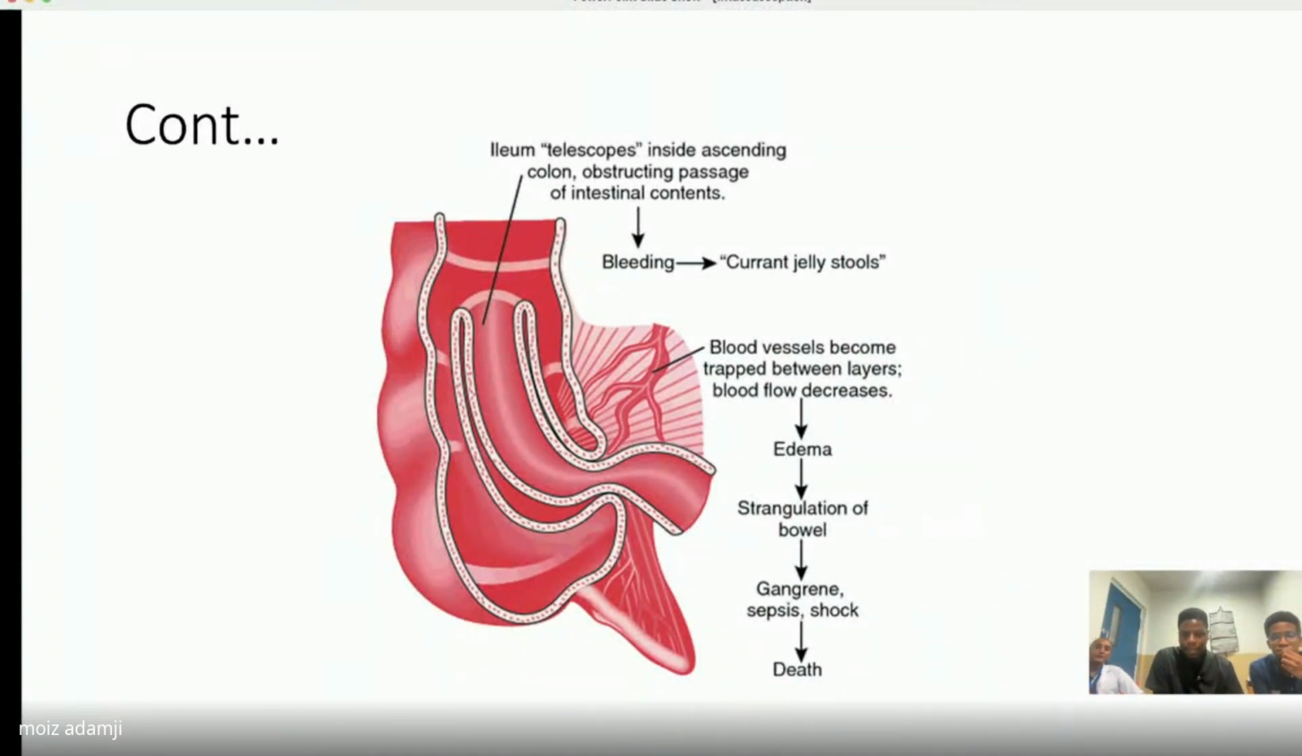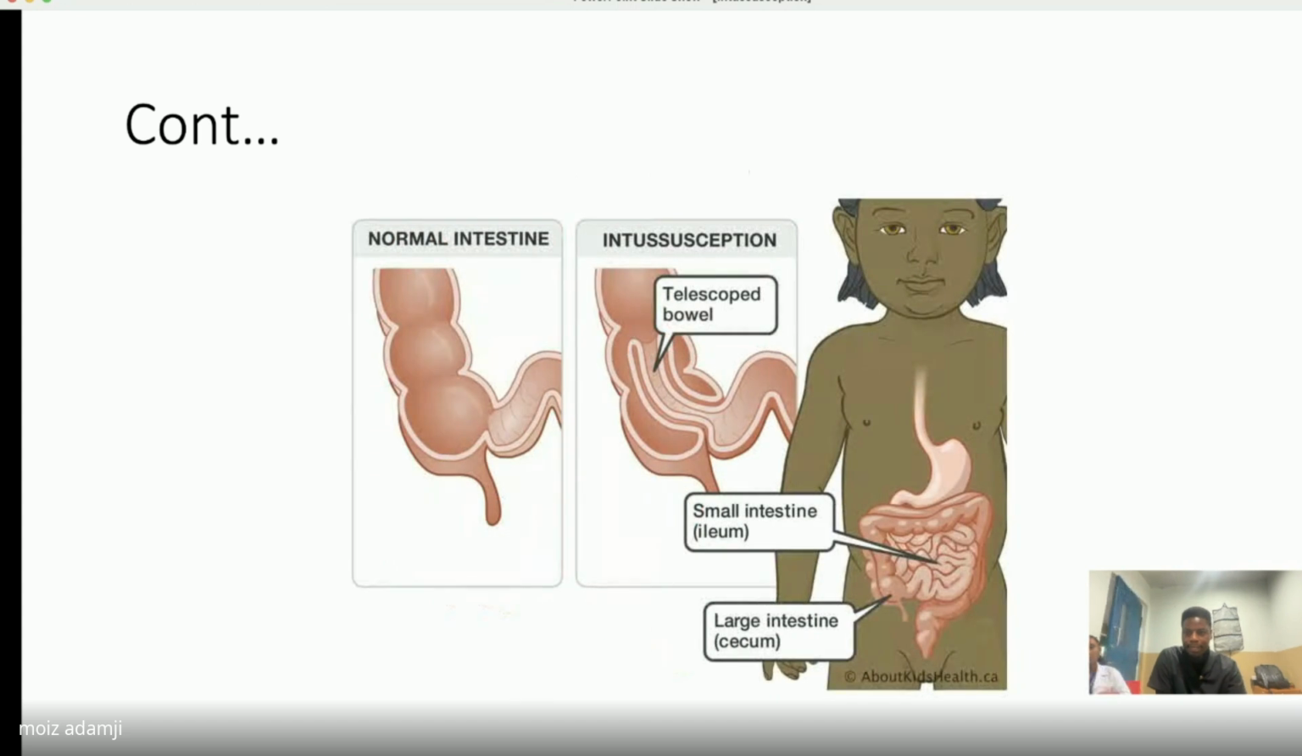So we have the ileum and the colon. The ileum telescopes inside the ascending colon and obstructs the passage of intestinal content, which may lead to bleeding and eventual edema, strangulation of the bowel, then gangrene, sepsis, or shock, and may lead to death of the patient.